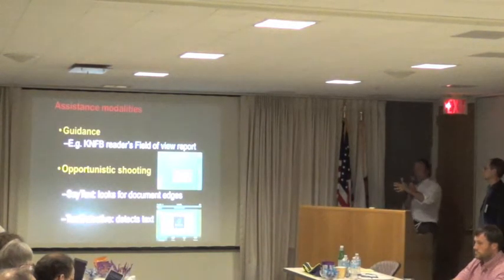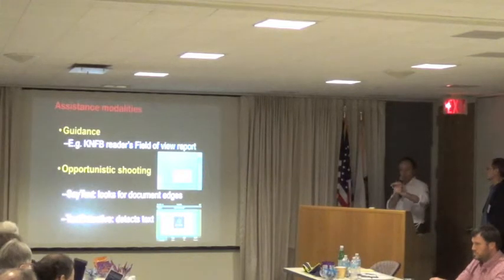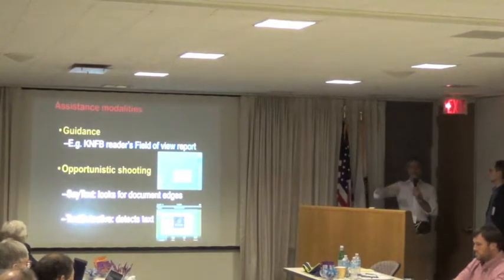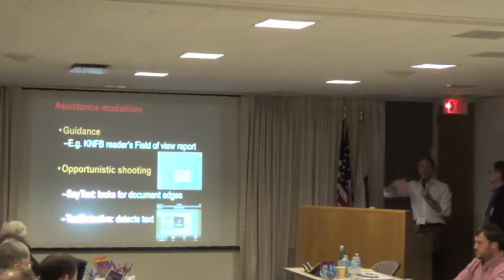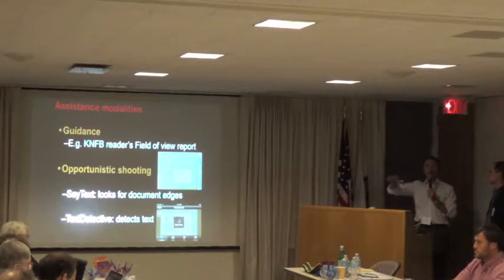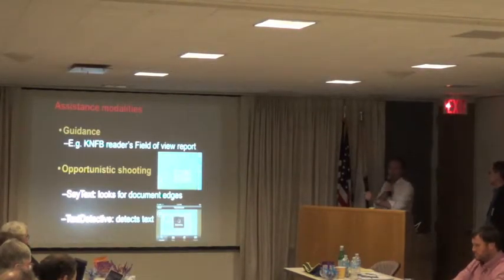The other possibility you have is what I call opportunistic shooting. That is, you hover your phone over the document, the system keeps taking pictures, and at some point there's going to be one picture that is really the right one that contains the whole document, good resolution, and that is the one that is passed on to the OCR.